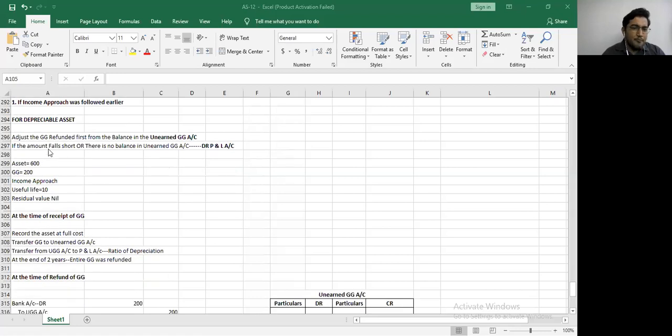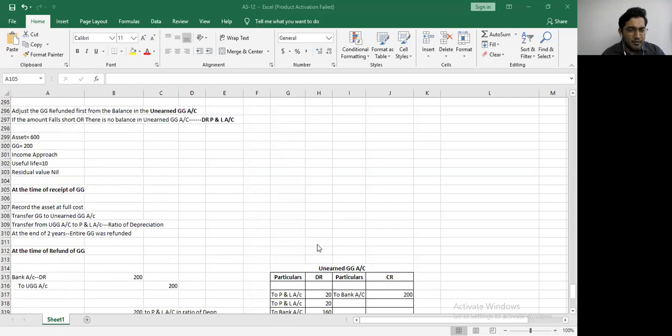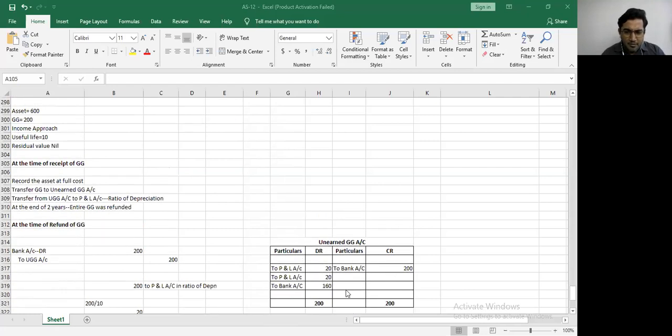I took one example where the asset cost is 600, government grant is 200, and the income approach useful life is 10 years. At the time of receipt, we recorded the asset at full cost and transferred to unearned government grant account 200, and then we transferred 20 and 20 to the profit and loss account. How did we get that?